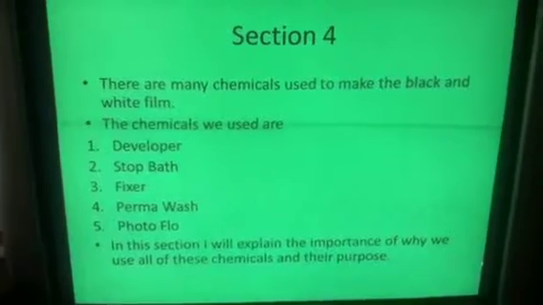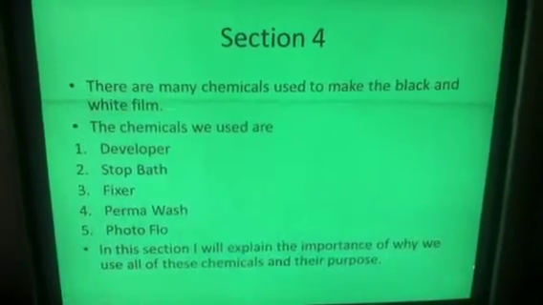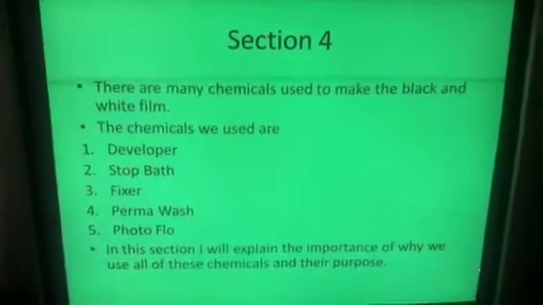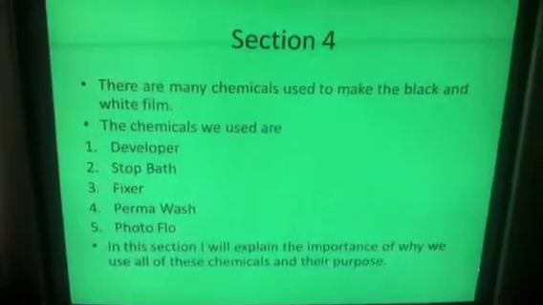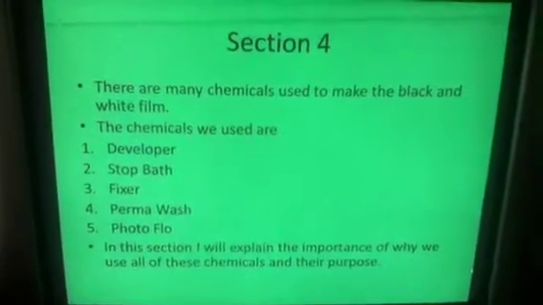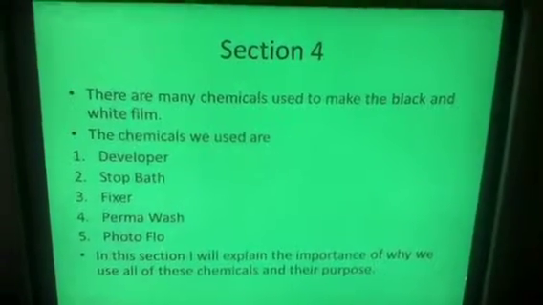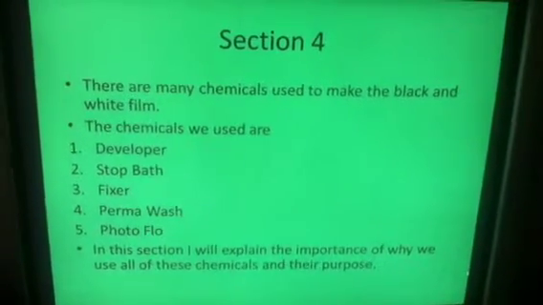Section 4. There are many chemicals used to make the black and white film. The chemicals we used are developer, stop bath, fixer, perma wash, and photo-flo. In this section, I will explain why we use all of these chemicals to make an image appear on a film.